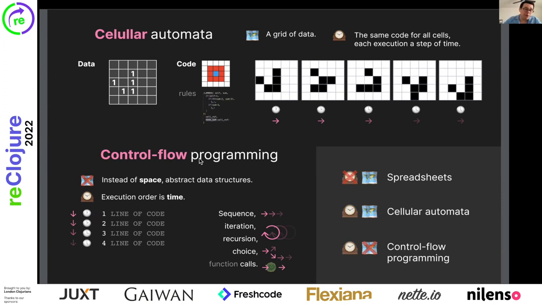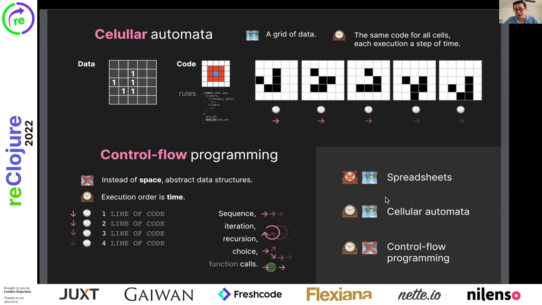And in control flow programming, there is no space. Instead of space, we have abstract data structures, which are very powerful, very flexible. But this is one of the reasons people have struggled with programming, because space is really useful to ground yourself. In normal control flow programming, execution order is time. And this is fairly complicated, because the simplest execution order is just sequence, right? We have one line of code, then the next, and so on. But of course, we have all sorts of variations that are incredibly powerful and great, but can be hard for people to wrap their heads around.